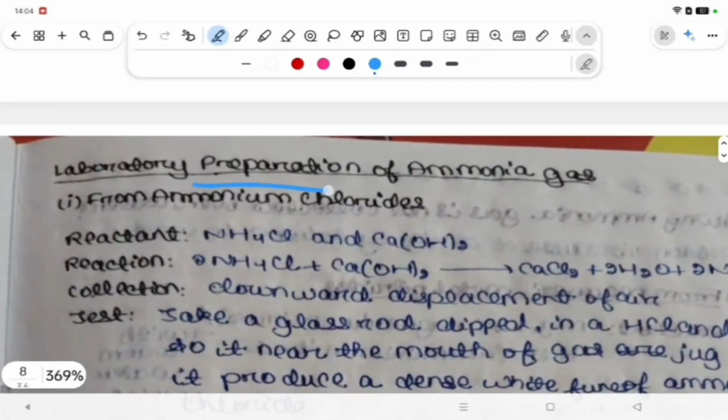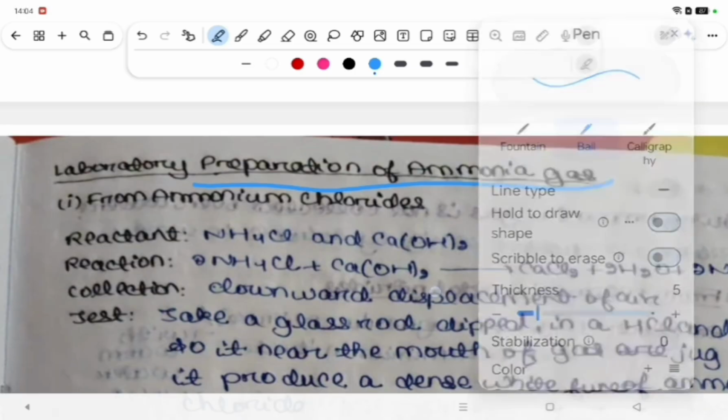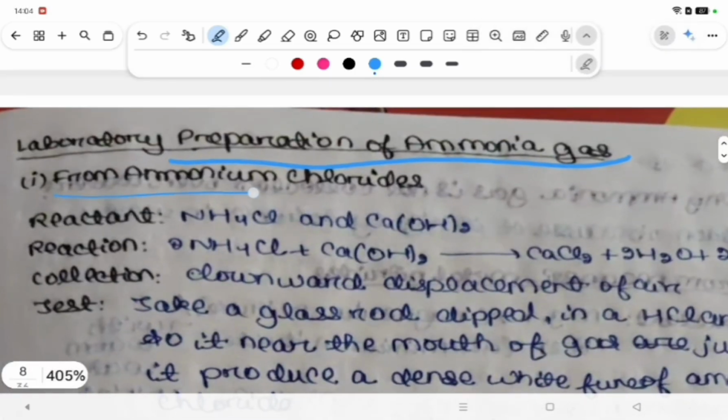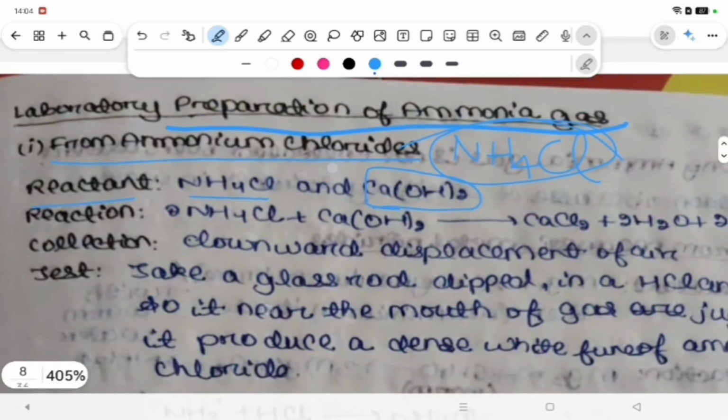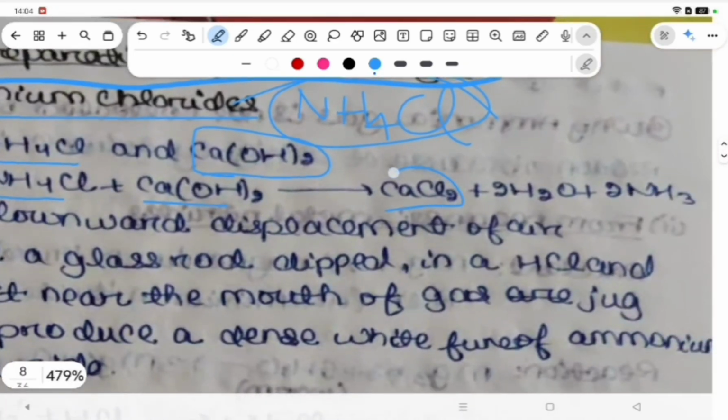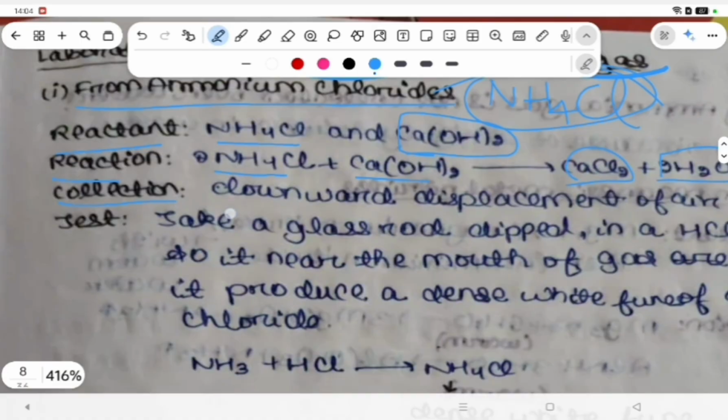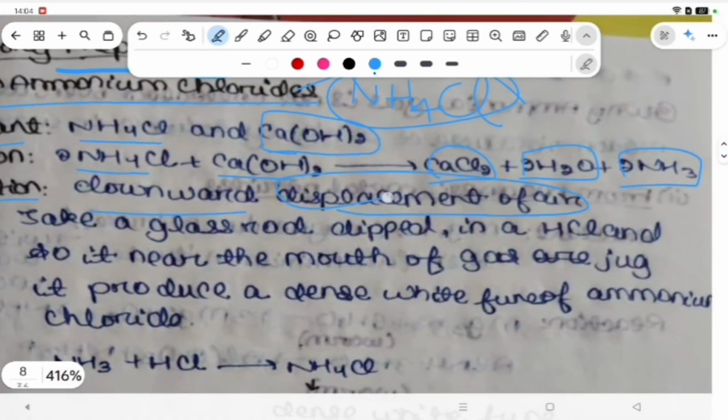Laboratory preparation of ammonia gas from ammonium chloride, NH4Cl. Reactants: NH4Cl and Ca(OH)2, calcium hydroxide. Reaction: 2NH4Cl plus Ca(OH)2 gives CaCl2 plus 2H2O plus 2NH3. Collection: downward displacement of air.